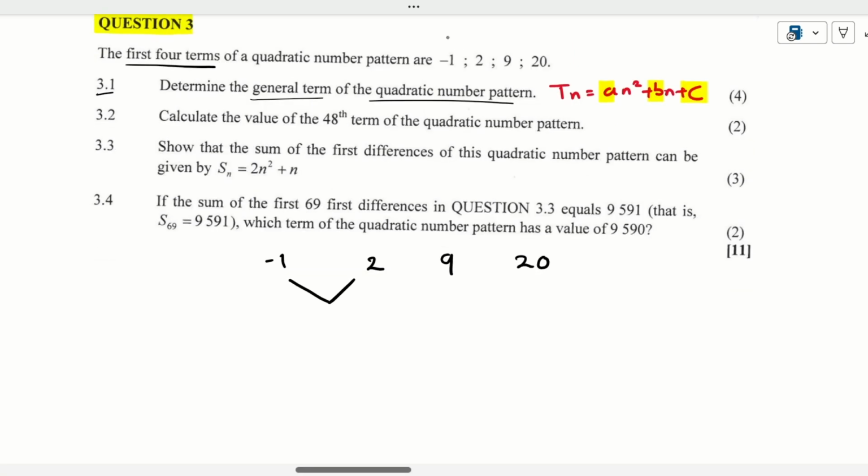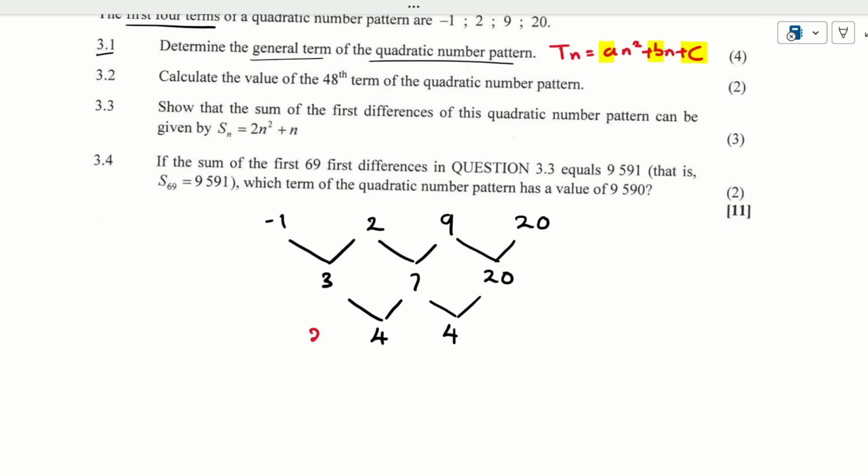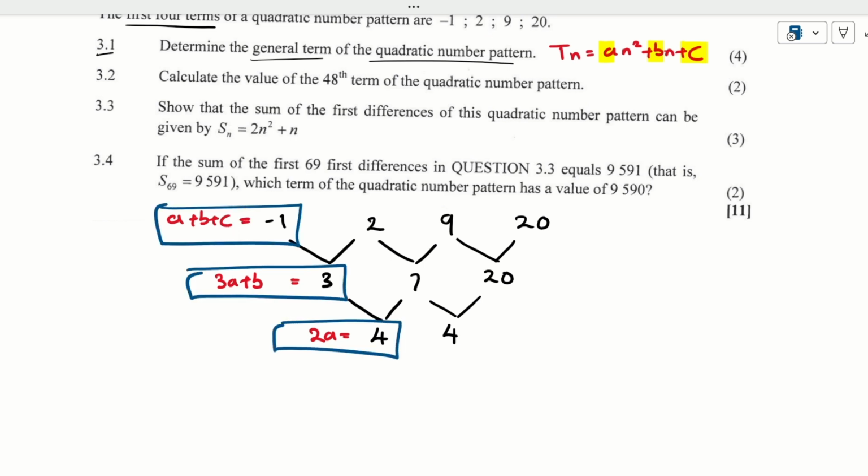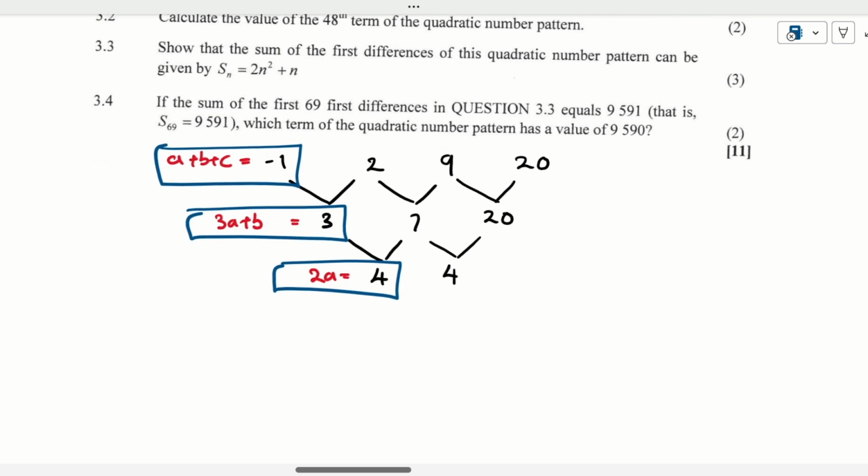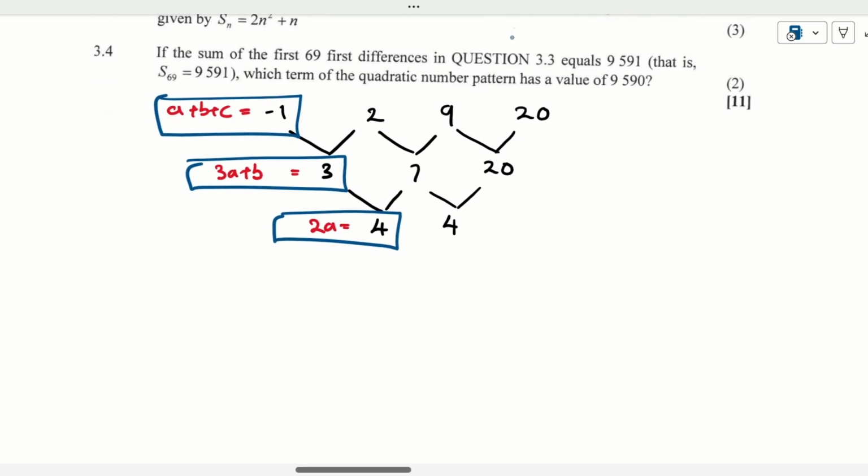Let us find our first difference. Now our second difference. At this point, we know our second difference is equal to 2a. Our first difference is equal to 3a plus b. And our first term of the quadratic sequence is a plus b plus c. The best way to work through this is starting from the second difference. So 2a is equal to 4. Therefore a is equal to 2.